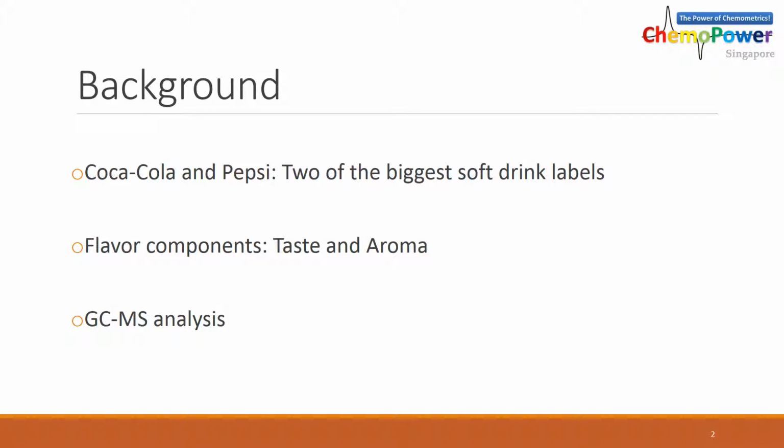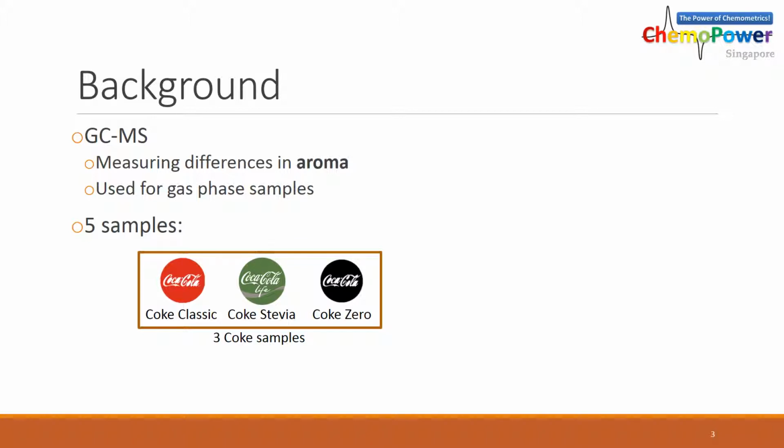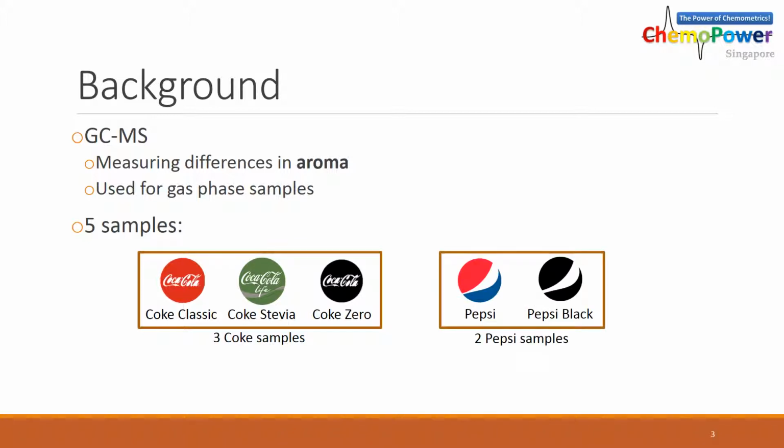To do so, we conducted GCMS analysis on samples of these drinks. Now, GCMS stands for gas chromatography mass spectrometry and is one of the methods commonly used to analyze gas samples. We conducted GCMS to analyze the aromas of 5 different drinks, which included 3 types of Coke, Classic Coke, Coke Stevia and Coke Zero, as well as 2 types of Pepsi, regular Pepsi and Pepsi Black. We hence purchased cans of the selected drinks from our local supermarket and processed them all with the same method.